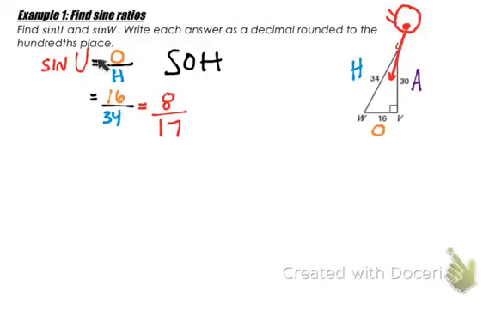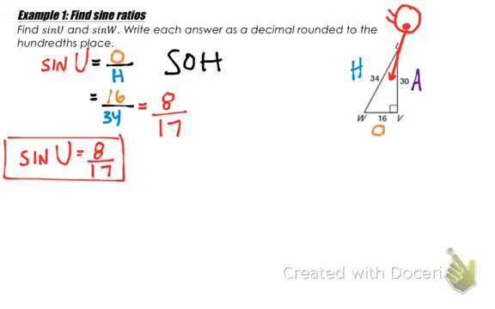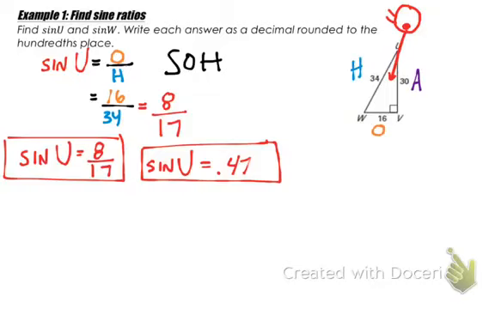So the question asks us to write our answers rounded as a decimal. So we would actually calculate 8 over 17 and divide that out and get 0.476. And since it wants it to the hundredths place, we can just erase that second part right there. Okay, so then our answer is sine of u equals 0.47. I do have the answer written also as a fraction or a ratio, just so that you know that the ratio would be 8 to 17.